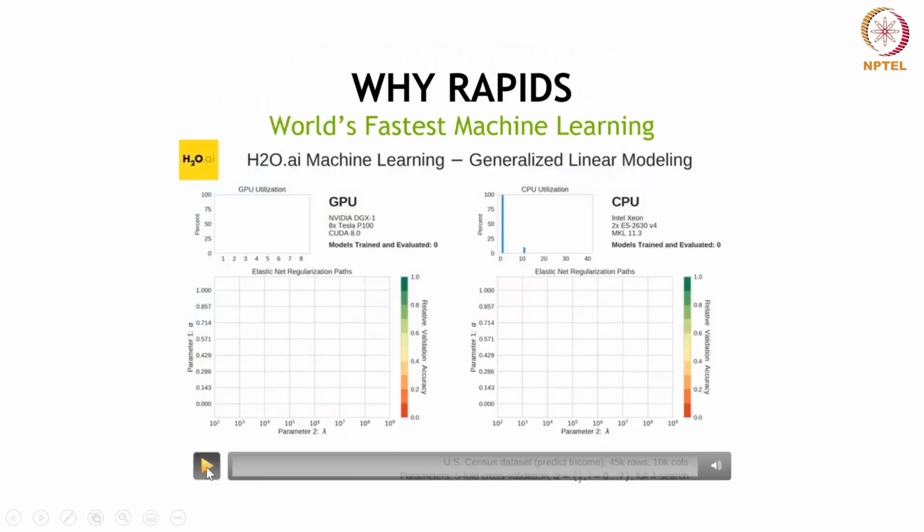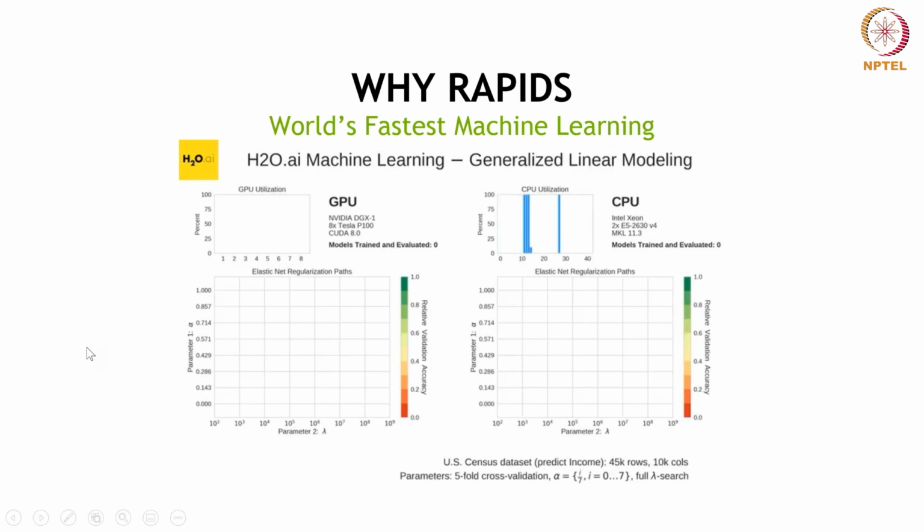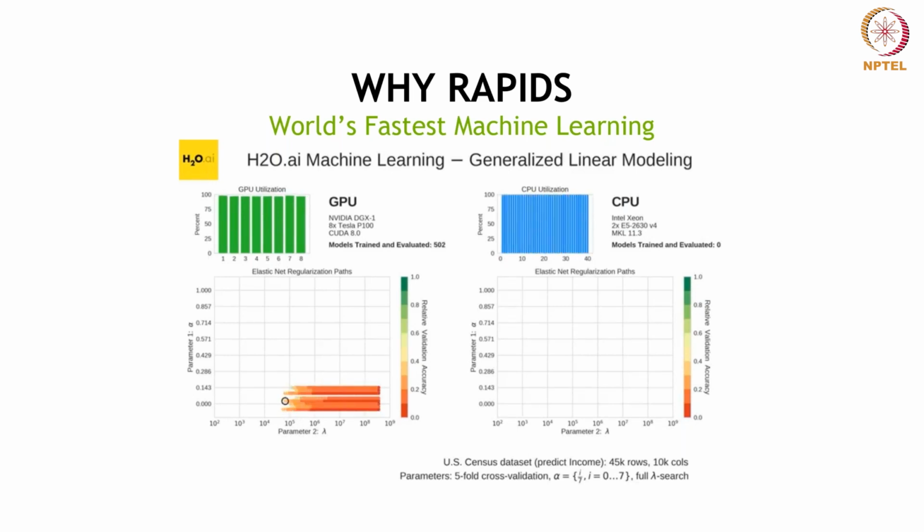So as I said, why Rapids is visible. You can see here one example from the H2O.ai machine learning framework. You can see the CPU and the GPU listed. These are old GPUs and CPUs. Both of them are old, three generations old. But you can see here on the GPU side, the models trained and evaluated, because you need to try out different combinations, different types of parameterization. The GPU is already doing the validation for all the different types of parameters, but the CPU is yet to even start giving out results.